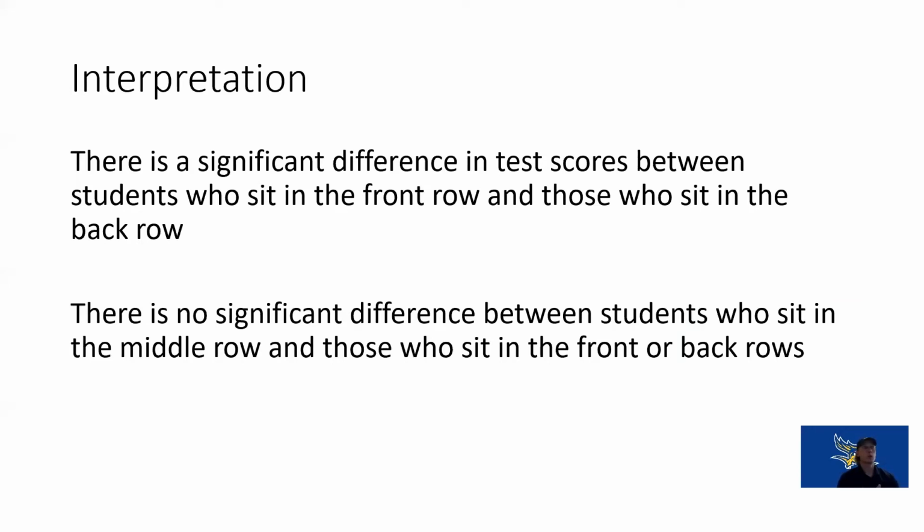So ANOVA is our way to determine the difference between 3 or more groups. If we find a significant ANOVA, then we run a post hoc test to find where the differences are located. If we don't find a significant ANOVA, we're done. There's no significant difference. It's kind of like a check the box. If we check it, then we go further. If we don't check it, then we're done right away.